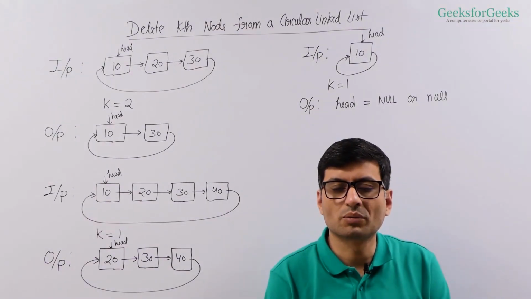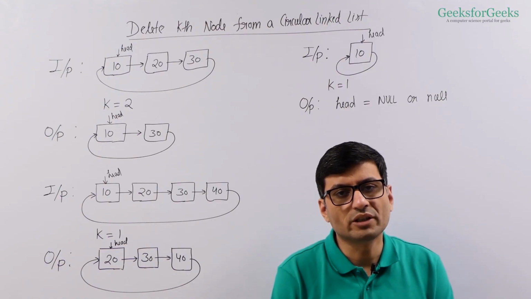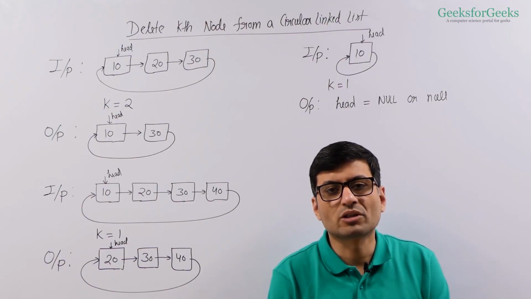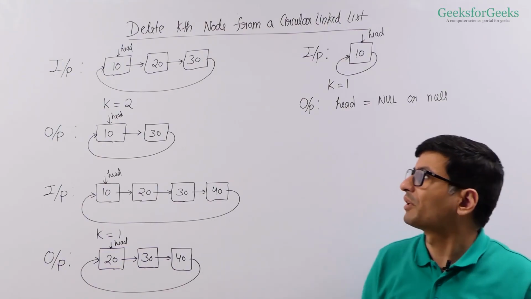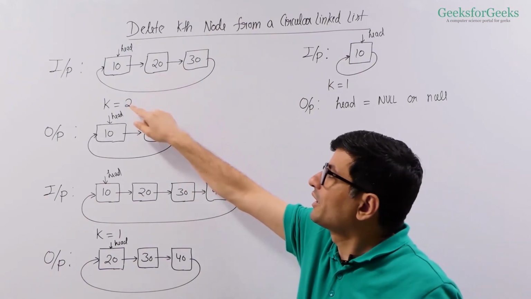Let us talk about this problem. We are given a circular linked list and a value k. We need to delete the kth node from the beginning. For example, here we have a circular linked list with 3 nodes and k is 2.